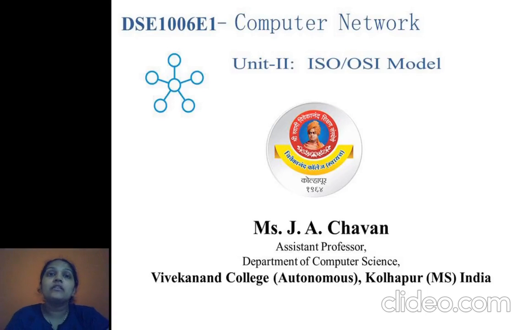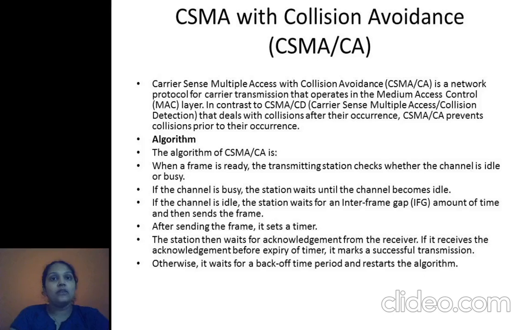Hello students, so let's start with the data link layer's next property, which is nothing but the collision avoidance property. Under that we are going to learn about two protocols, CSMA-CA and CSMA-CD. CSMA's full form is Carrier Sense Multiple Access, and CA stands for collision avoidance. To avoid collision in the network protocol, we use this CSMA-CA protocol.